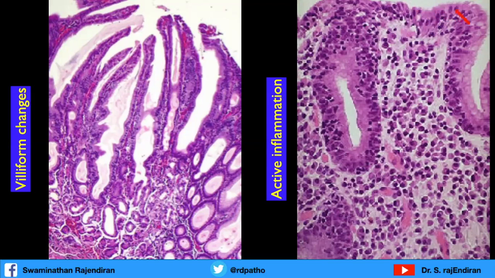Here, what do you see in the surface epithelium? See, a lot of neutrophils are sitting. Remember, I told you this is equivalent to cryptitis in the colon. In the stomach, we call it pit, so I don't want to call it pititis. It doesn't sound very great. But you can see the neutrophils sitting on the epithelium. So this is an active inflammation.